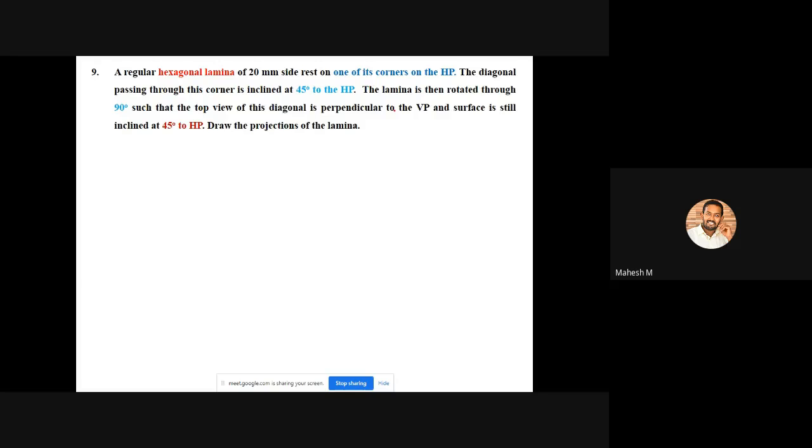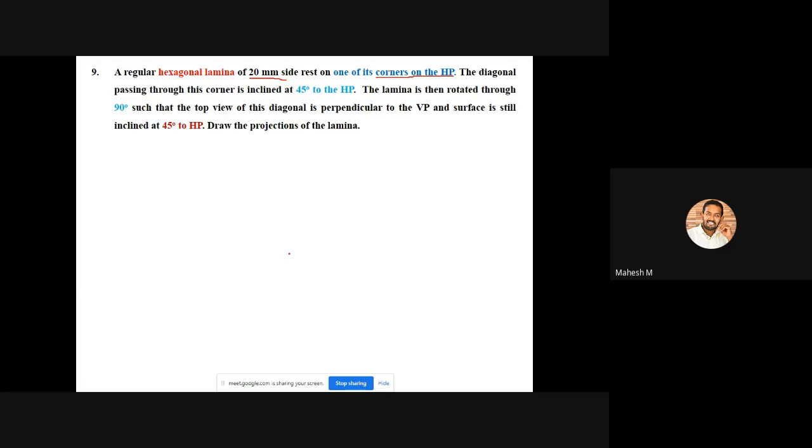While looking at this problem, you should check whether it is corner on HP or side on HP, or corner on VP or side on VP. If the corner is on HP, you have to draw the top view as a hexagon. If the corner is on VP, you should draw the hexagon exactly on the front view position. So here you should draw the hexagon exactly on the top view position. The side of this hexagon is 20 mm. It rests on one of its corners on HP.